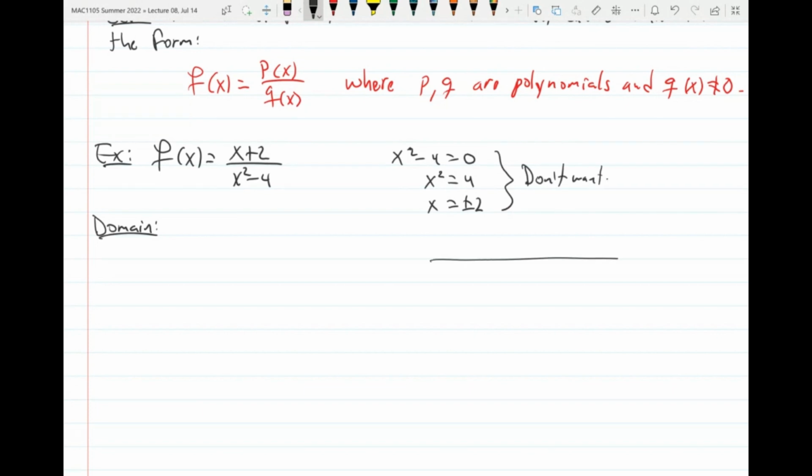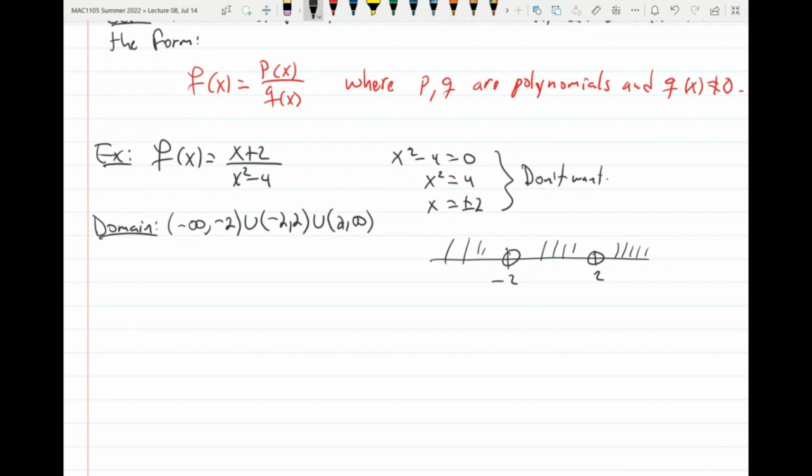So if you think about a picture of the domain, you need to exclude these points and then everything else is fine. So the domain here is negative infinity to negative 2, union negative 2 to 2, union 2 to infinity. Okay? So all of a sudden now there are two values that we need to worry about. For polynomials, we didn't need to worry about any values. Now here, we need to worry about these two numbers, negative 2 and 2.